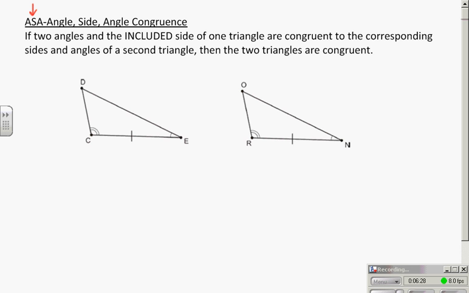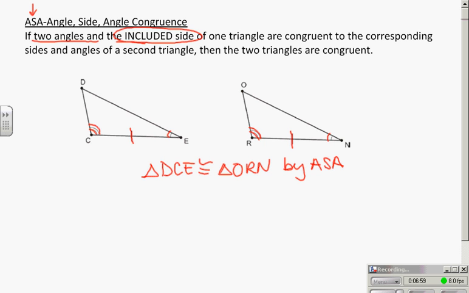And now our last theorem for the day is angle side angle. The side in the name is between the angles, and so if you think about it, we have two angles and the included side, the side between the two angles. So the names really should help you know where things are. I know this angle, this side, this angle, the side between, and that angle. So these two triangles would be congruent. Triangle DCE is congruent to triangle ORN by angle side angle.